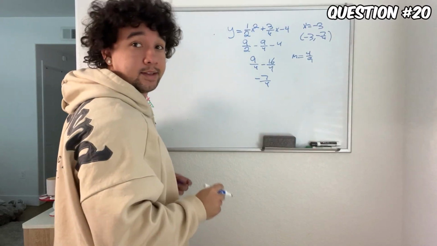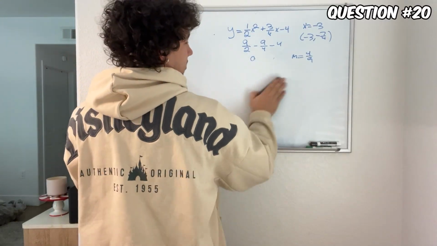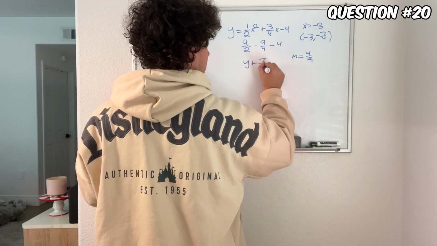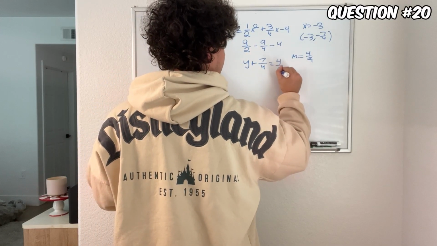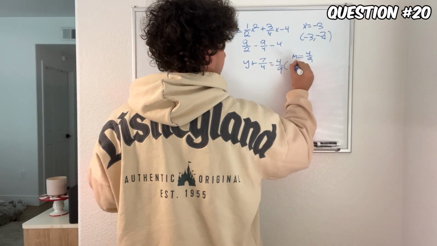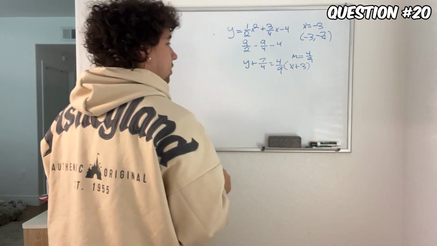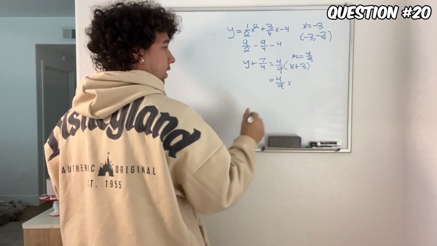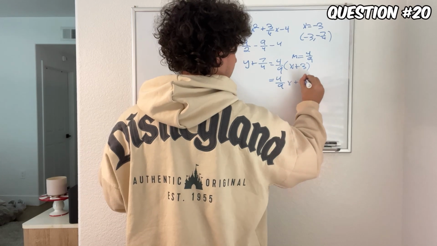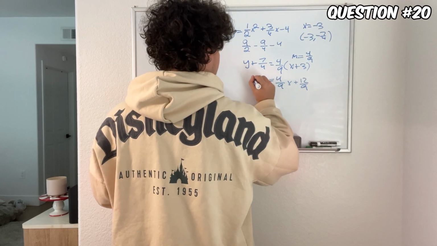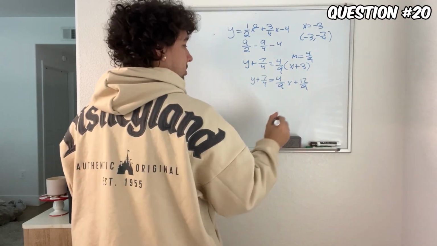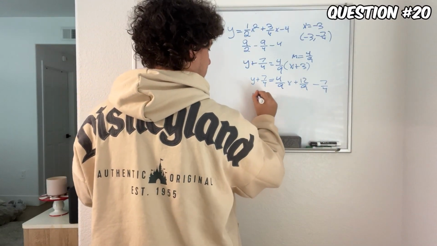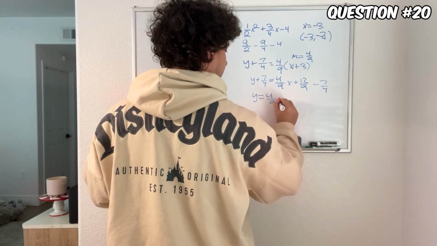My slope is 4/9. Plug and chug, baby, plug and chug. So I go y plus 7/4 equals 4/9 times x plus 3. Okay, 4/9 times x is just 4/9 x. 4/9 times 3, 4 times 3 is 12, so plus 12/9. y plus 7/4, I'm going to subtract 7/4 from both sides. And I get y equals 4/9 x.